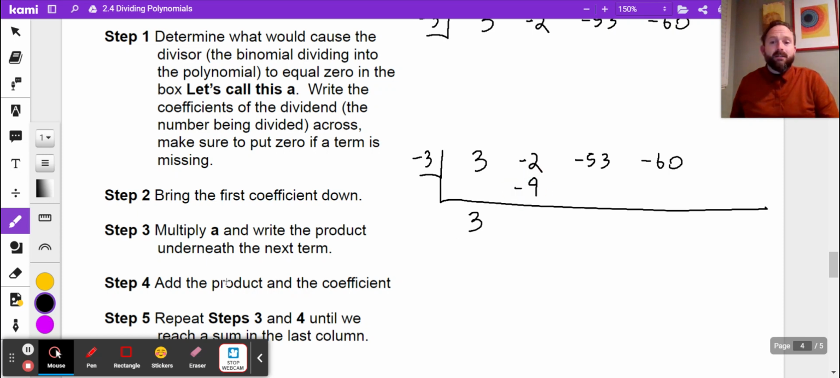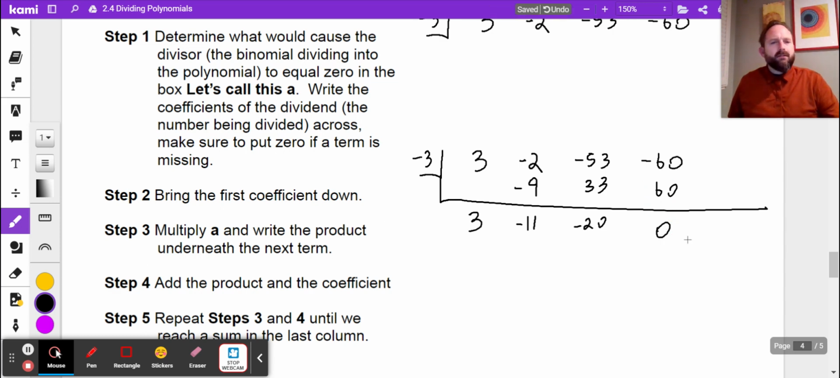Now I'm going to add the product and the coefficient. Okay, what's 2 plus 9? 11. But what's negative 2 plus negative 9? Negative 11. And then it says repeat steps 3 and 4 until we reach the sum in the last column. Okay, negative 3 times negative 11 is 33. If we add these together, we get negative 20. Negative 3 times negative 20 is 60. And we get 0.